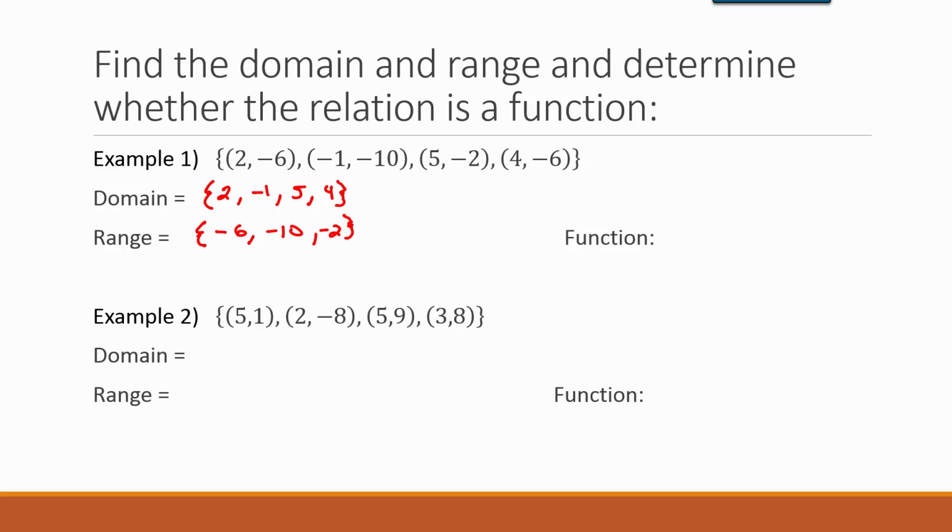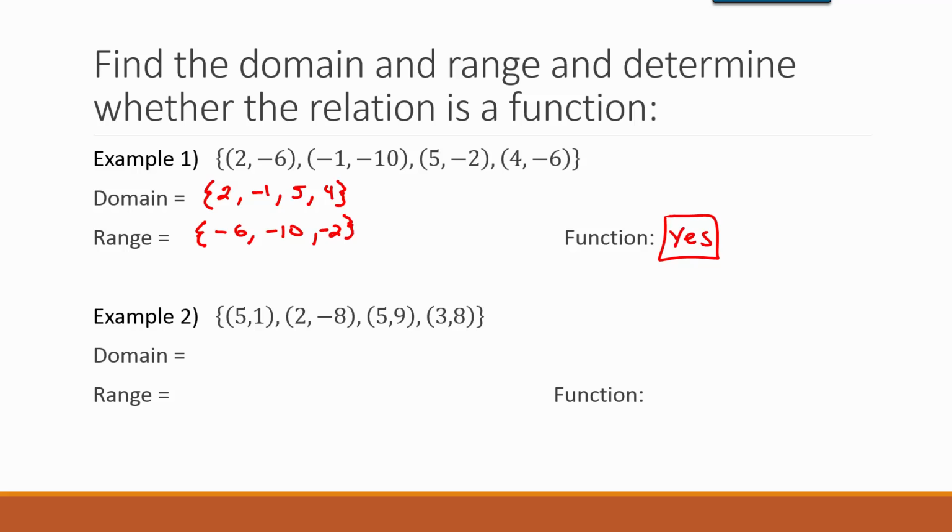Now, the question was, is this a function? Okay, let's look at each x element. 2 is paired with -6. That's the only number that 2 is paired with. -1 is paired with -10. That's the only number that -1 is paired with. 5 is paired with -2. That's the only number that 5 is paired with. 4 is paired to -6. That's the only number that 4 is paired with. So yes, this is a function. Now you can have two different x elements like 2 and 4 paired with the same y element, but each x element has to be paired with exactly one y.